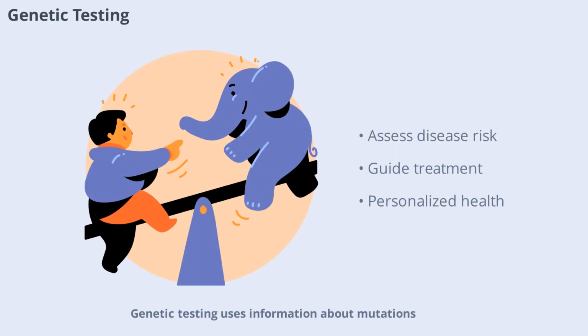Genetic testing uses information about mutations and polymorphisms to assess disease risk, diagnose conditions, and guide treatment. Tests can screen for specific mutations linked to inherited diseases or analyze polymorphisms that affect drug response. As technology advances, genetic testing is becoming more accessible and informative, empowering individuals to make informed health decisions.